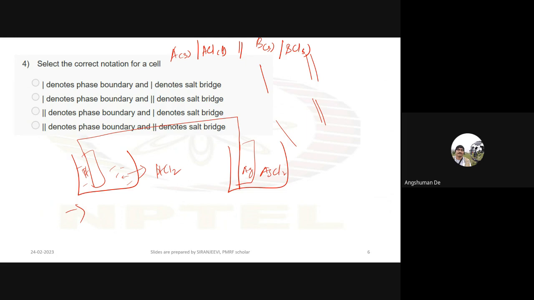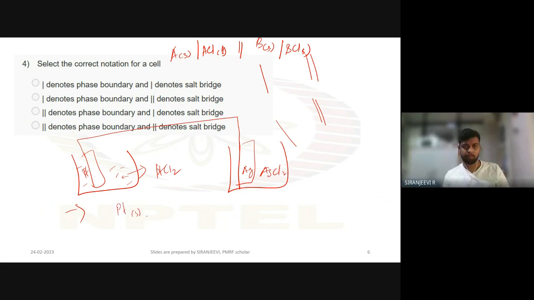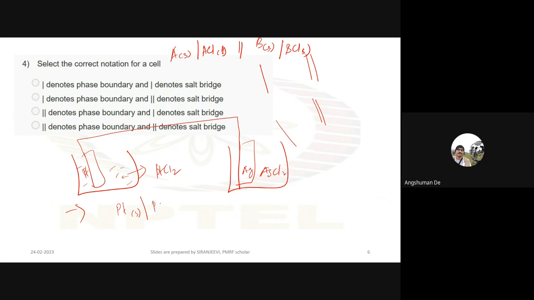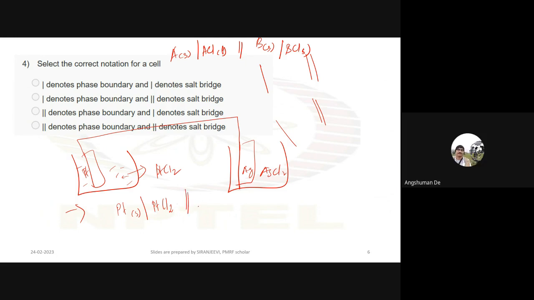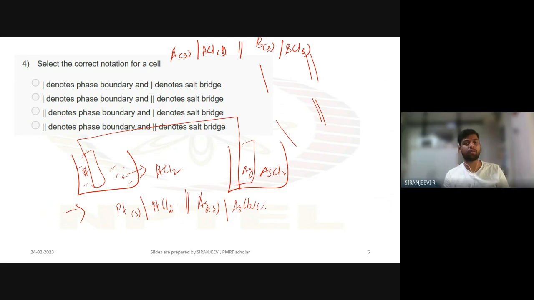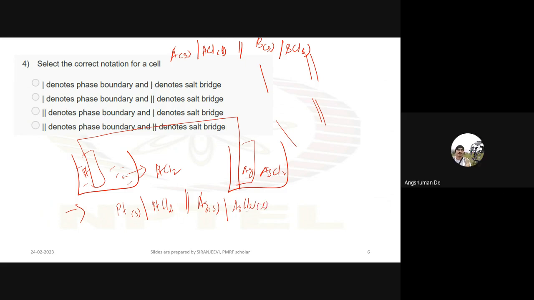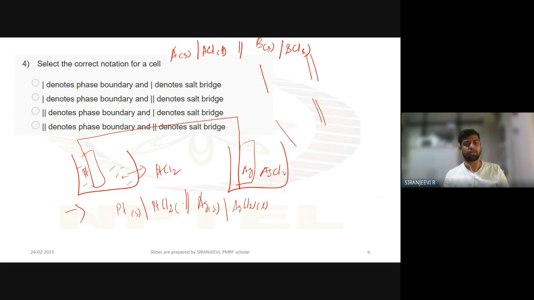No, then platinum solid, single bar, platinum chloride, then double bar, it's silver, double bar, then silver solid, then single bar, silver chloride solution. Okay. It should be liquid, yes? Solution, liquid. Okay, it should also be liquid. Only then can you equate the solution.